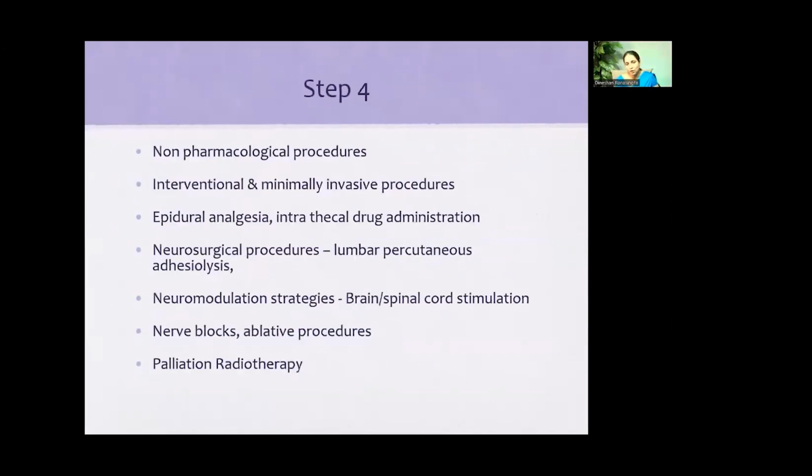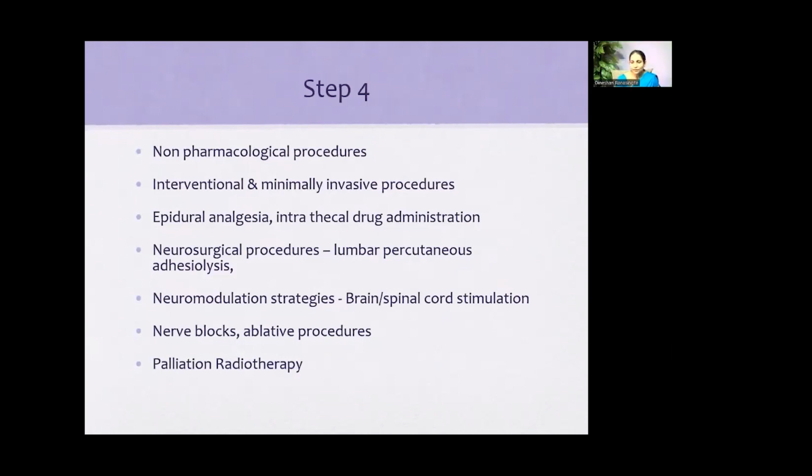It consists of non-pharmacological procedures where interventional and minimally invasive procedures are included in this step. For example, epidural analgesia, intrathecal drug administration with or without a pump, neurosurgical procedures like lumbar percutaneous adhesiolysis, neuromodulation strategies like brain or spinal cord stimulation, nerve blocks, ablative procedures, and also palliative radiotherapy.